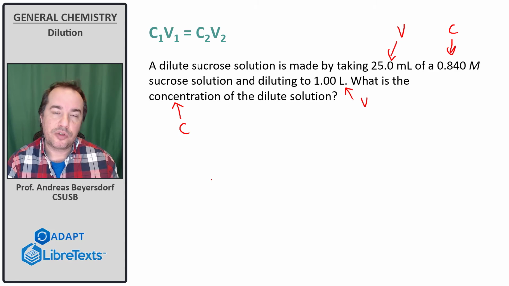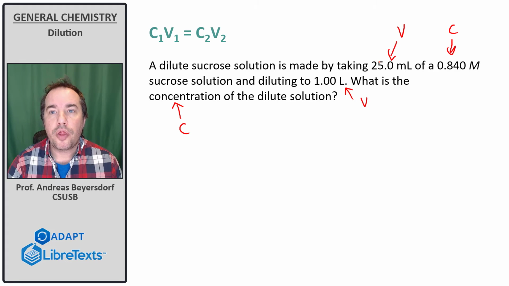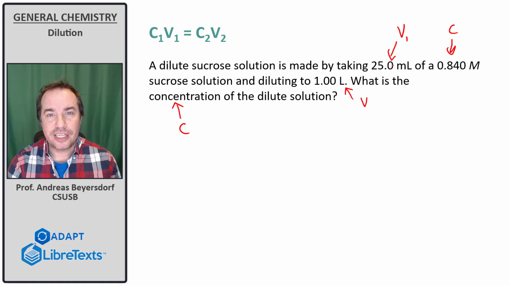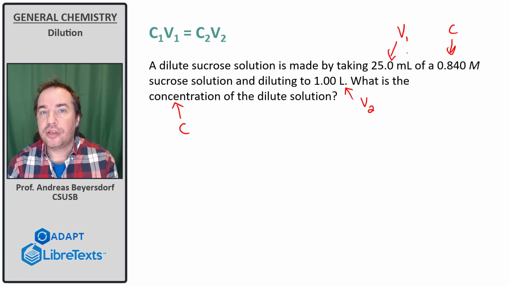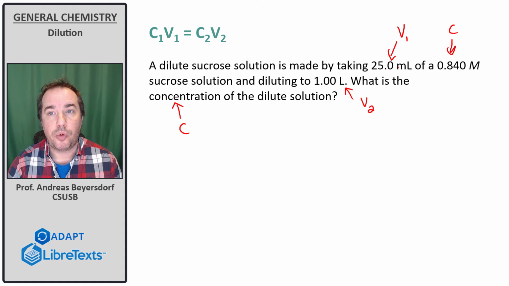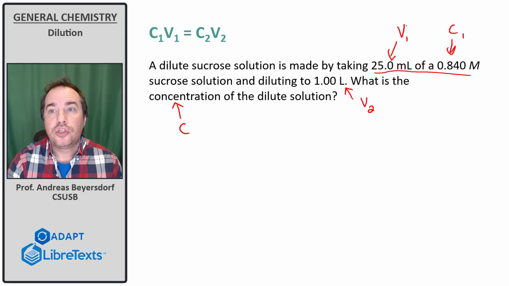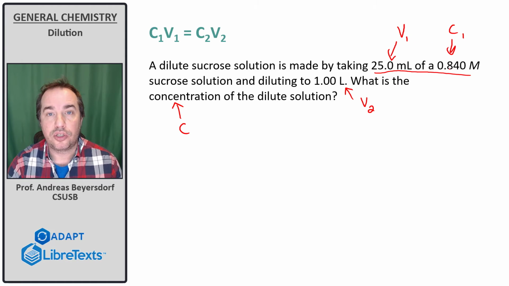So let's determine what's V1, V2. Well, this 25 mLs, that's what we start with, so that's V1. And we end up at 1 liter, so that's V2. Also notice that in dilution, the volume increases. So we're going from 25 mLs to 1 liter. Now, notice in the text it says 25 mLs of a 0.84 molar solution. That means that these two things are tied together. So if this is V1, this is the concentration, or C1. And that means we're trying to find C2.